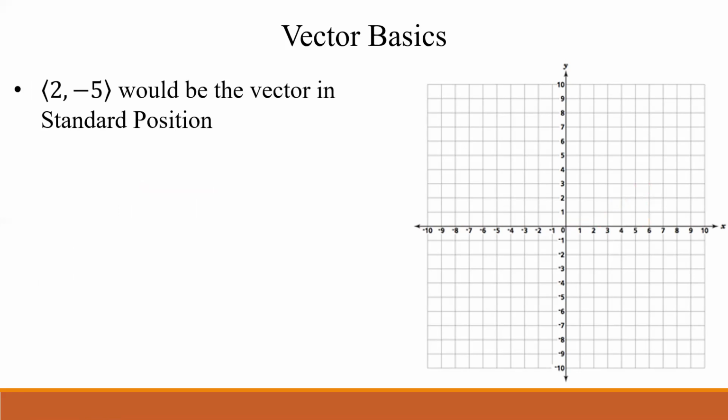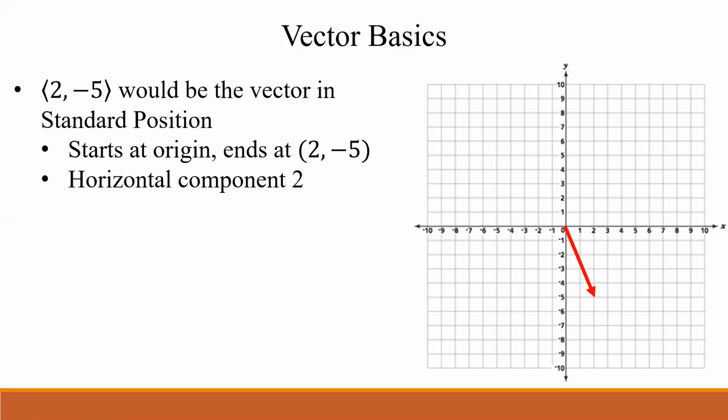So if you have the vector 2, -5, think to yourself what quadrant that would be in. Well, again, it's going to start at the origin and go down to that point, which in this case would be in quadrant 4. Okay, so again, start from the origin all the time, down to point 2, -5, and that's going to be a vector with the horizontal component and the vertical component.